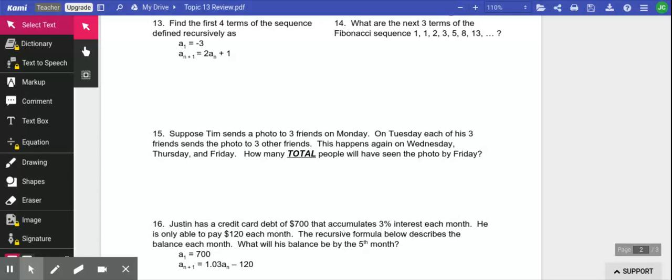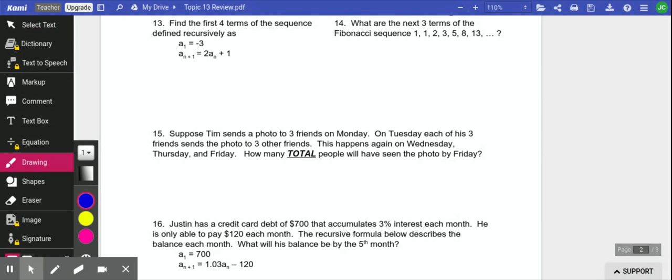The one other thing we talked about with sequences is recursive. It's a different way to write out a sequence, so to explain how you're getting from one thing to the next. So let's check out number 13. We want to find the first 4 terms. Okay, so I'm just going to write 4 blanks because that's what we need. And they've told us right here that the first term is -3. See, look how good we're doing already.